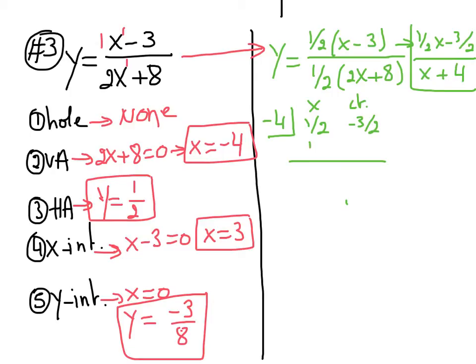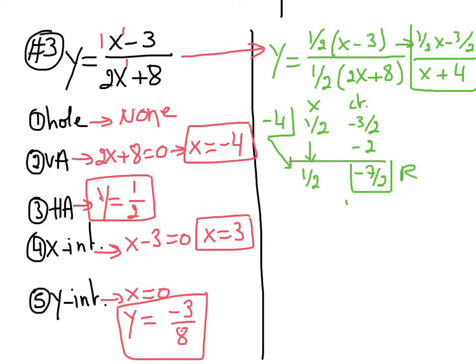Now, we're taking this form here and doing synthetic division. That means we're going to put -4 in the corner, and for the numerator, we put the coefficient of x here, which is a half. We put the constant term here, which is -3 over 2. Synthetic division is you drop the 1/2 below the line. You multiply -4 by 1/2 and you will get -2. And you add -2 minus 3/2, which is going to be -7 over 2. This is going to be the remainder.